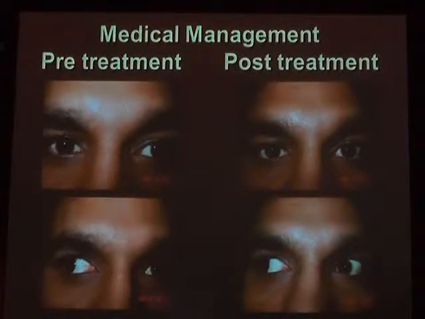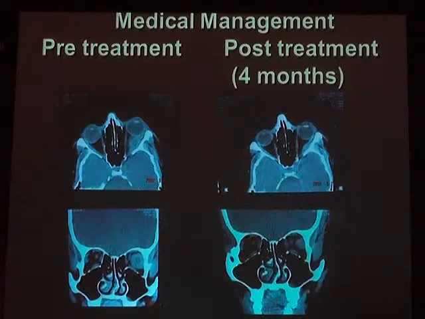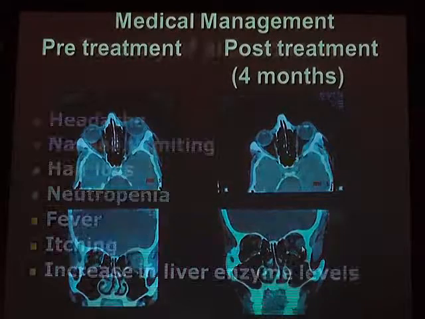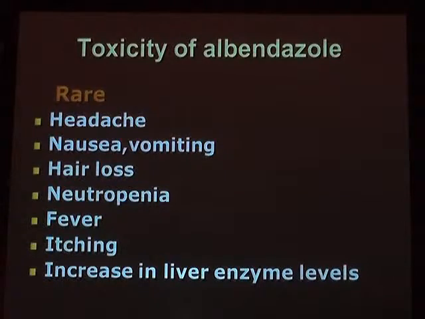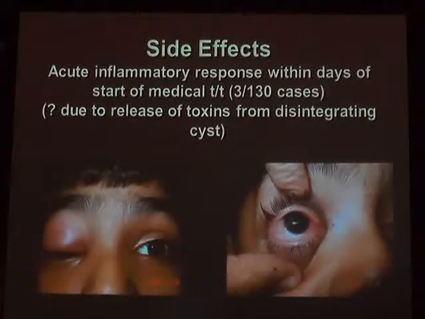So ocular motility restrictions show a response a little slower than acute inflammatory signs. And you can see the reduction in the size of inflammation over a period of 4 months, where you're left with a thickened muscle, but the cyst has disappeared and the scolex has disappeared. Toxicity of albendazole is usually mild, and increase in liver enzyme levels is the only thing that you look for, and you find a mild increase in SGOT and SGPT, but that normally does not have any clinical significance.